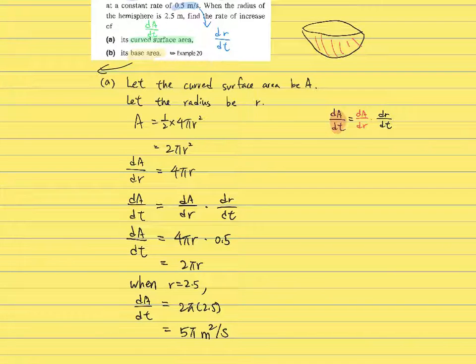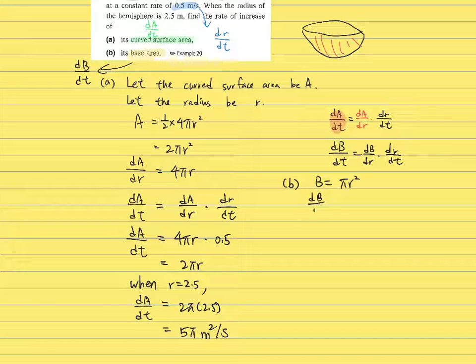Base area again is area, the yellow color. So what does that mean? I cannot use dA/dt. Maybe I change the base area to B, so dB/dt, for example. The approach is similar: dB/dt, and we know dr/dt. So what we need to have is dB/dr for the chain rule. So what's base area? Base area is just a circle. So for part B, B will be equal to pi r squared. dB/dr will be equal to 2 pi r.